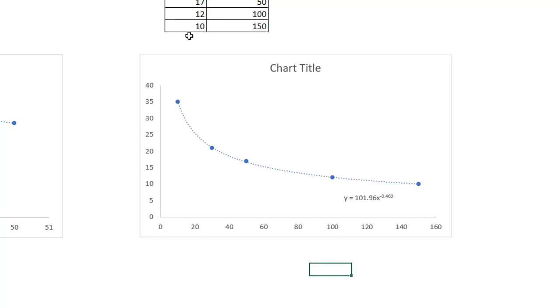So let's try to solve for a change in price and what kind of quantity demanded we will see. This formula here will give us y. I'm going to put this formula into this cell, and this will be my y from formula. And this is going to be equal to 101.96, multiply that by x, which is, I'll use that cell for x, and that is going to be to the power of negative 0.463. And press enter. And right now it is divided by 0 because there's nothing in there.